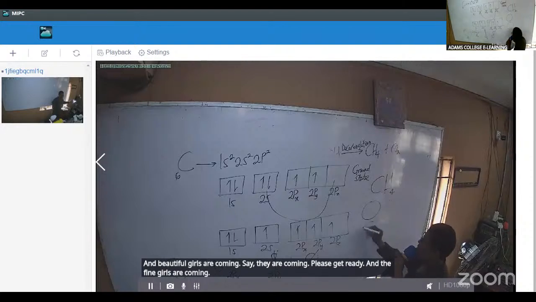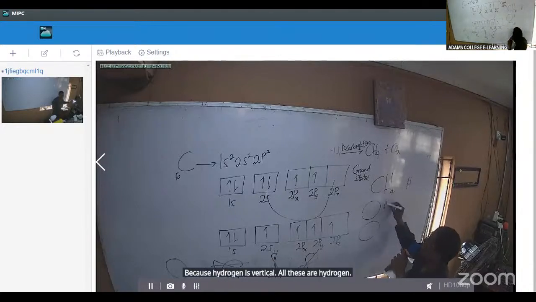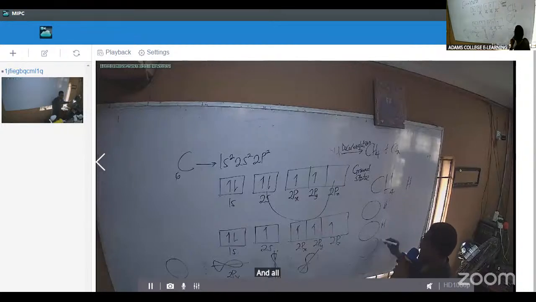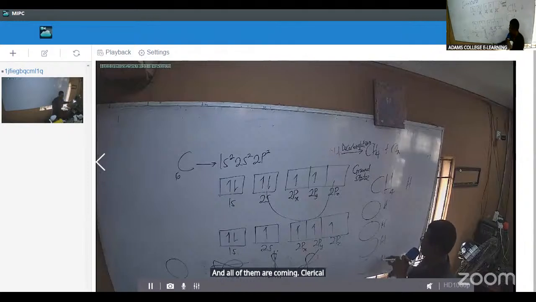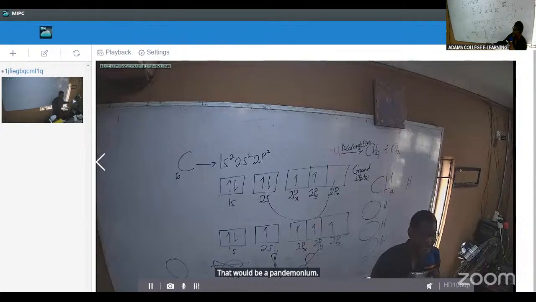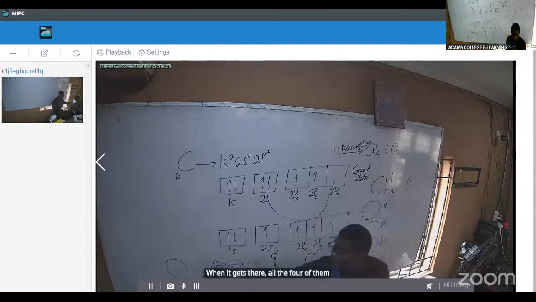4, because hydrogen is spherical. All these are hydrogen, spherical shape. And all of them are coming. Spherical, beautiful. And then when they get here, there'll be pandemonium. There'll be fighting. There'll be a crisis. Why? When they get there, the 4 of them are different shapes.